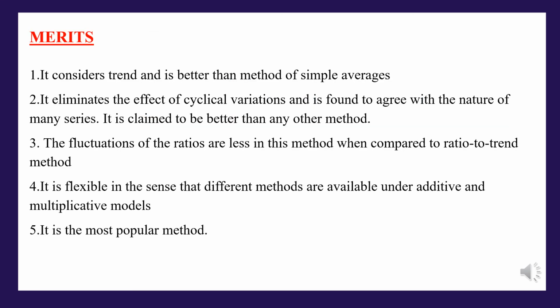168.45. Merits. It considers trend and is better than the method of simple averages. It eliminates the effect of cyclical variations and is found to agree with the nature of many series. It is claimed to be better than any other method. The fluctuations of the ratios are less in this method when compared to ratio to trend method. It is flexible in the sense that different methods are available under additive and multiplicative model. It is the most popular method.